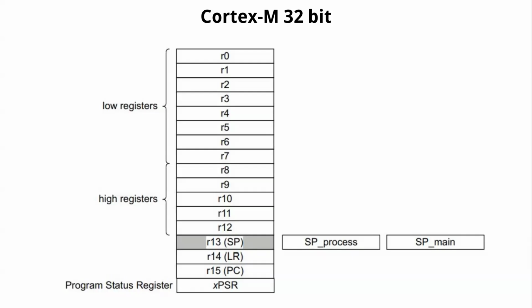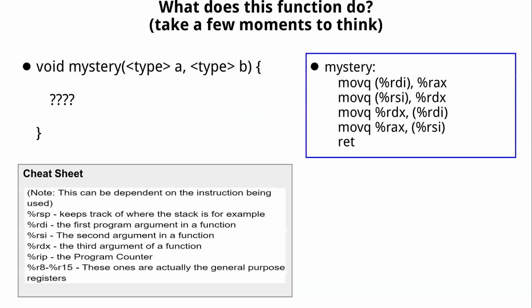Those three are actually special registers, and there are some other special registers as well. So those are for the ARMs. Any questions? Good. Then let's take a look at some other assembly example.